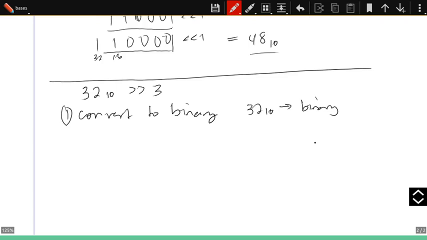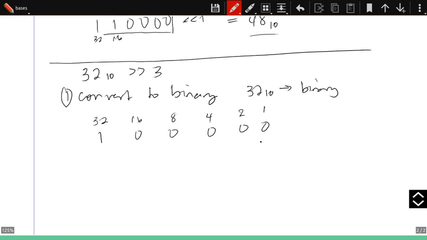Well, we think about our places. So we have the 1's place, 2, 4, 8, 16, 32. We don't need to go any further. So we put a 1 in the 32 place, zeros everywhere else, and that is 32 in binary. So if we shift that 3 places to the right, we basically move our edge from here to here.